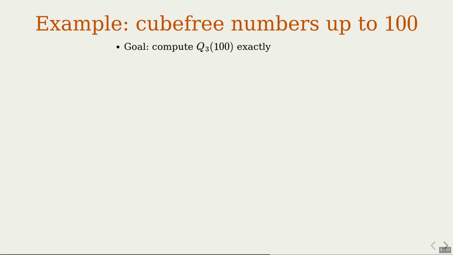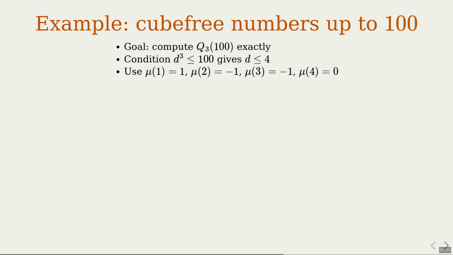We want the exact number of integers up to 100 that are cube-free. The divisors d that matter are those whose cube is at most 100, namely d equals 1, 2, 3, and 4. We plug in Möbius values for these d. 1 maps to 1, 2 and 3 map to -1, and 4 maps to 0 because it is not square-free.